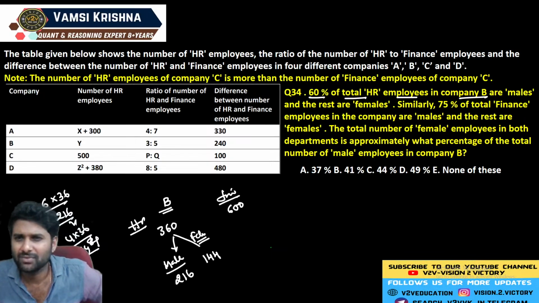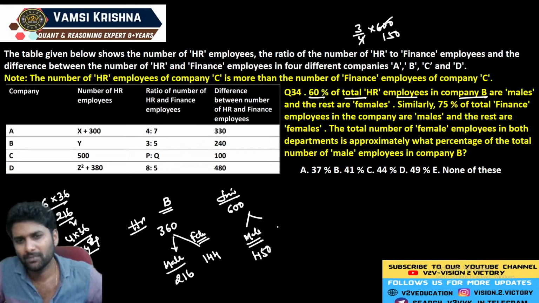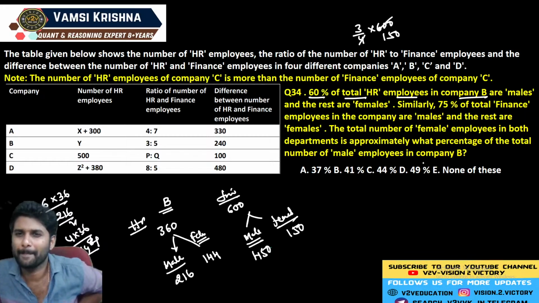See the next one. Similarly, 75% of finance employees are males. 75% means 3/4 of the value. 3/4 of 600 is exactly equal to 450. What about the females? The females are 150.